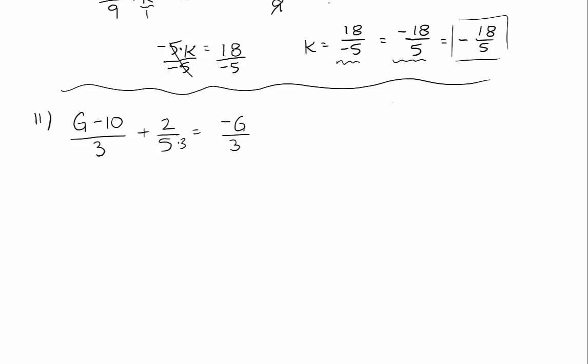I'm going to multiply this 5 by 3 to get a common denominator. I'm going to multiply the top by 3. I'm going to multiply the bottom over here by 5, and then I need to multiply the top by 5. I need to multiply the whole top by 5, because if I just said 5 times g, and then I just left it as 5 times g minus 10, that would not be correct. I need to distribute the 5 to the g and to the negative 10.